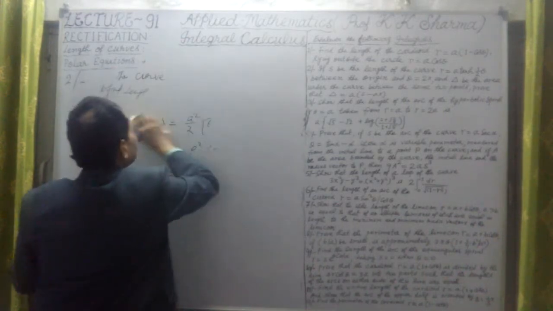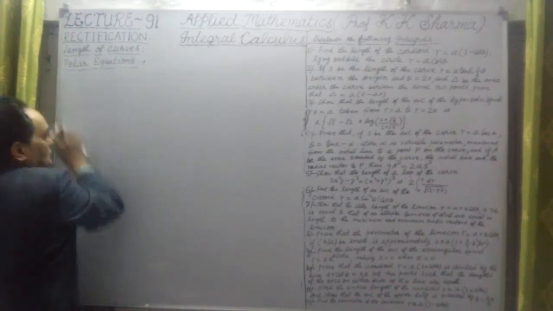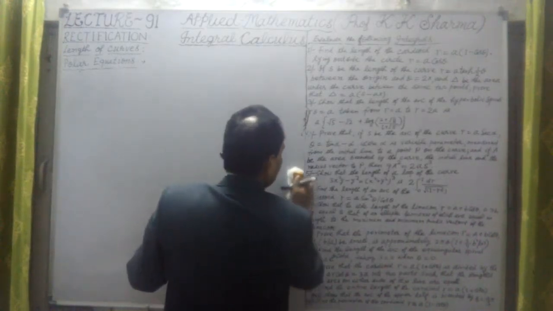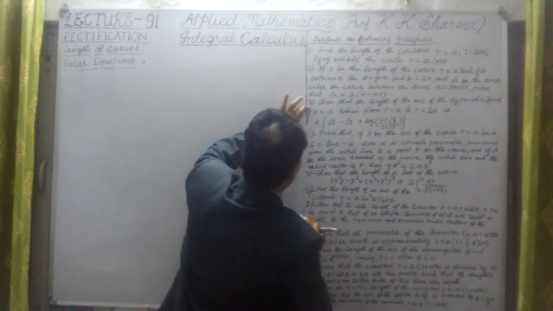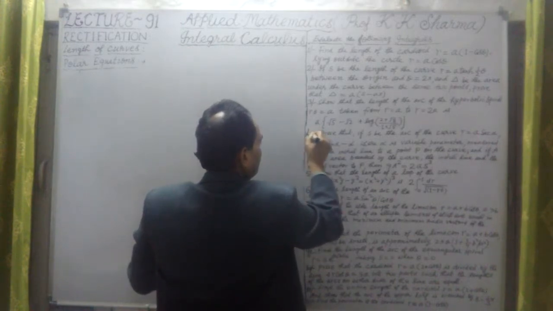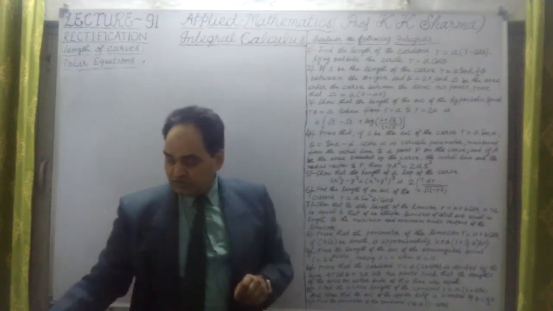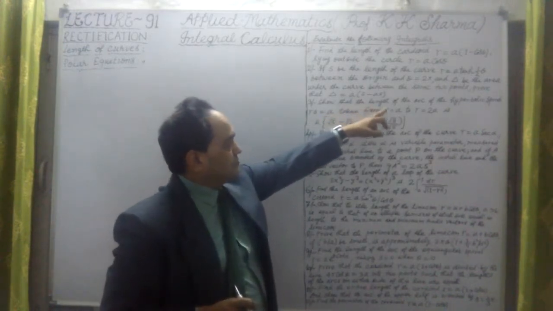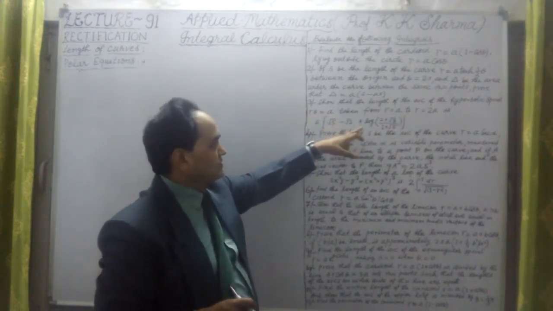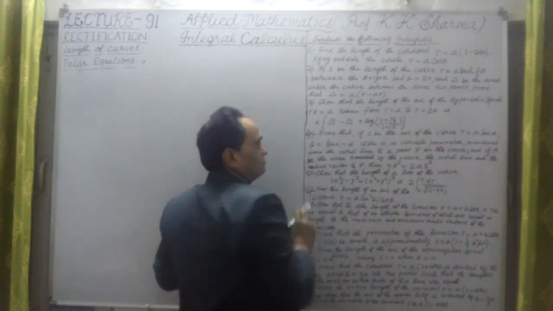Now let me talk about question number 3. What does question number 3 say? Let me check. This is question number 3 here. Question 3 says that the length of the arc of the hyperbolic spiral r theta equal to a, taken from r equal to a to r equal to twice a, is this value.